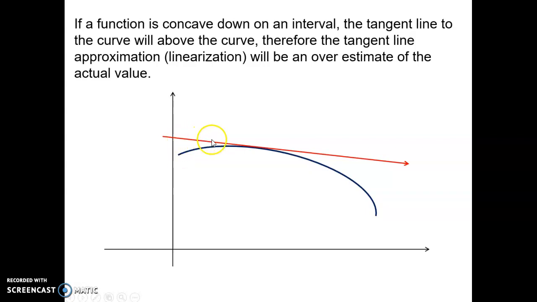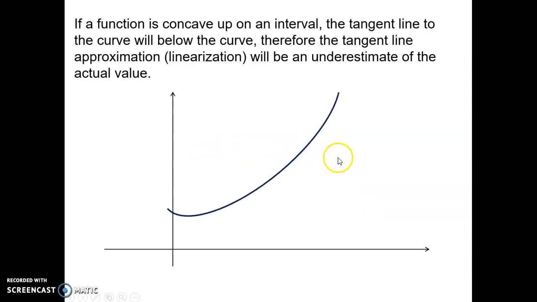But the closer I get to the point of tangency, you can notice that the line and the curve will be very good approximation for each other, for their outputs. Again, that same concept, if the function is concave up over an interval, the tangent line to the curve will be below the curve. Therefore, the tangent line approximation, or the linearization that we're going to find, will be an underestimate to the actual value of the curve.